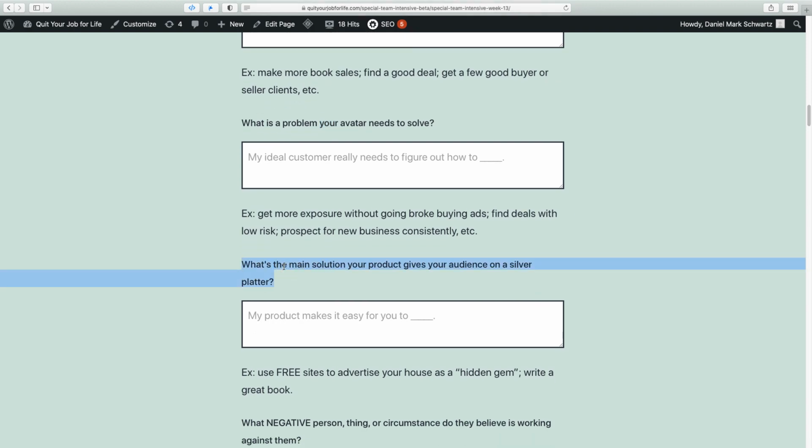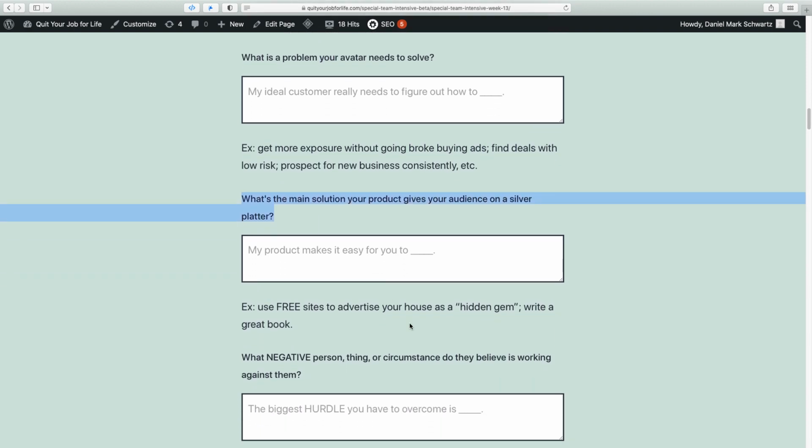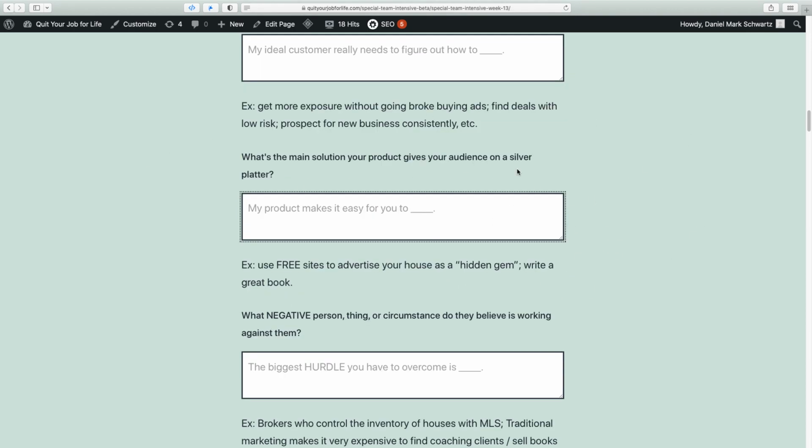What's the main solution your product offer gives on a silver platter? So my product makes it easy for you to blank. Use free sites to advertise your house to get it as a hidden gem, write a great book. So if you're taking a little bit of an alternate route, what the mainstream thinks is the normal way, or what the average client of yours would think is the normal way, this is the place to advertise that a little bit. If not, you're just reiterating, I'm going to get you this.